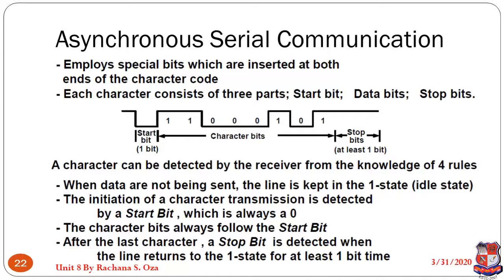Now, a character can be detected by the receiver from these 4 rules. When data is not being sent, the link is kept in state 1, that is idle. The initiation of the character transmission is detected by the start bit, which is always 0. When the source wants to initiate, the source will put a data bit 0 in the serial communication. So at the receiver end, the receiver can understand that yes, the data is on the way. So the next bit will be part of the data.